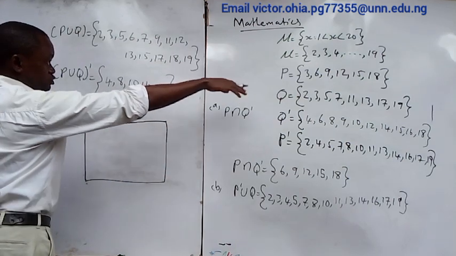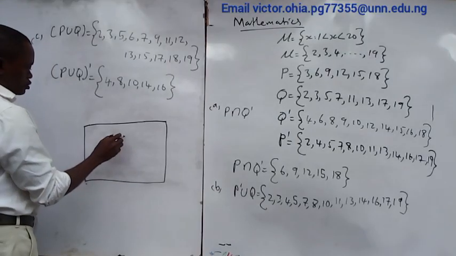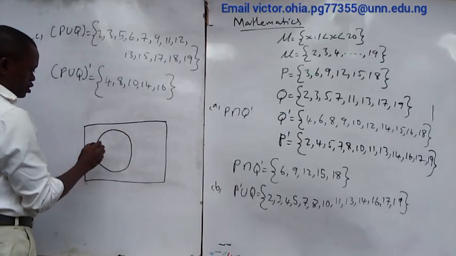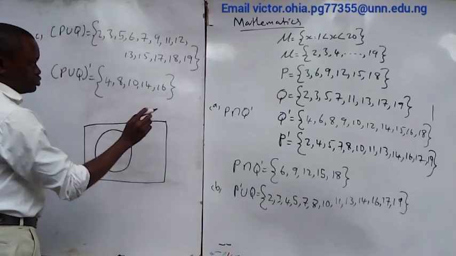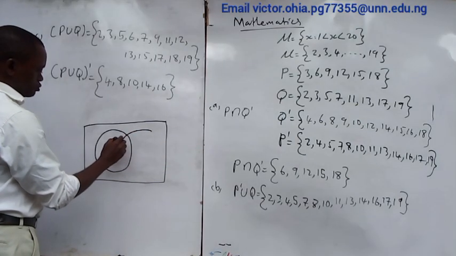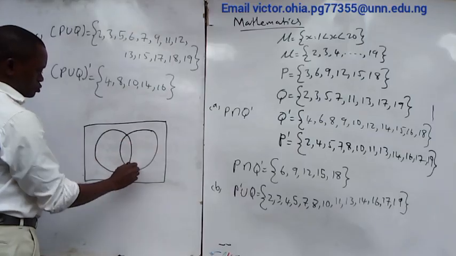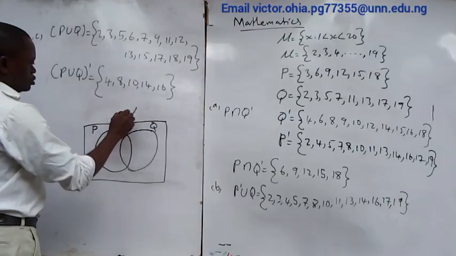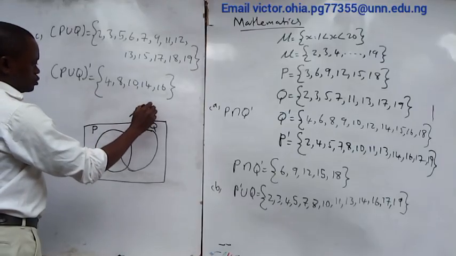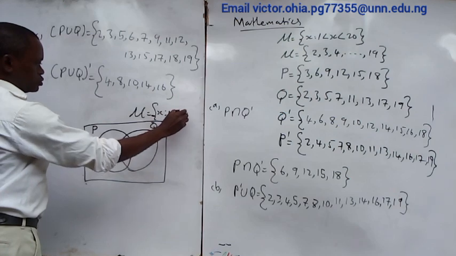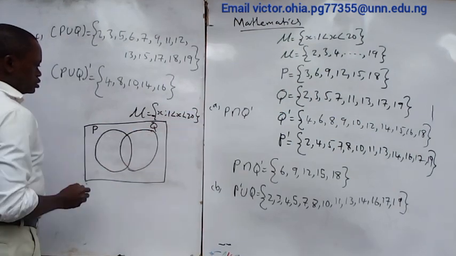the universal set and the two subsets, you realize that you have two subsets there. I'm sure you have seen P and Q only. There is no PQR subsets. Only two subsets we have. So we will have P here and Q here, the universal set of elements X such that 1 is less than X less than 20, where X is an integer.